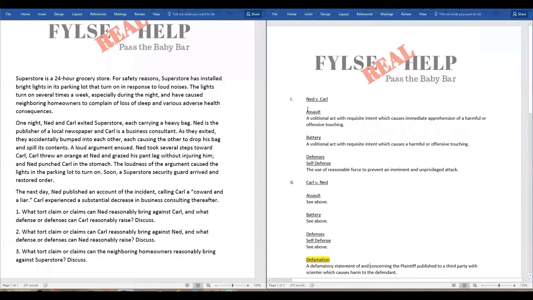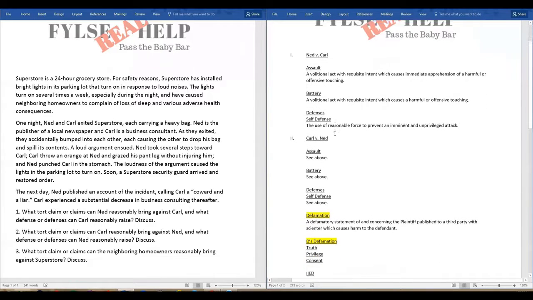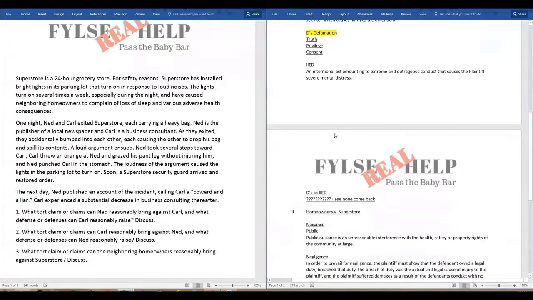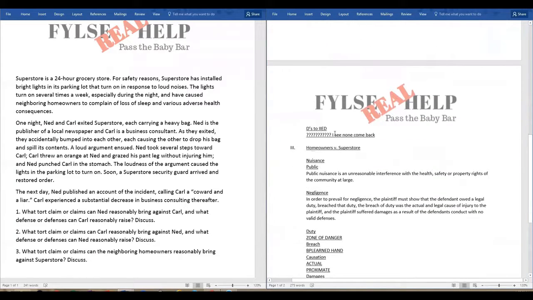So now that the fast forwarding magic has been completed, if you'll notice on the left hand side of the screen I have the fact pattern, and on the right hand side of the screen I have the essay which we have outlined. As you can see, I did add all of the elements and all the theories I found.